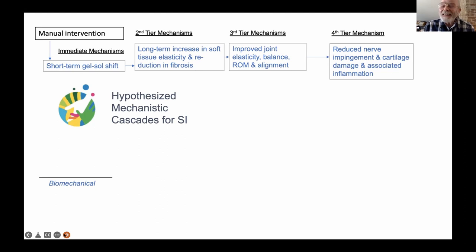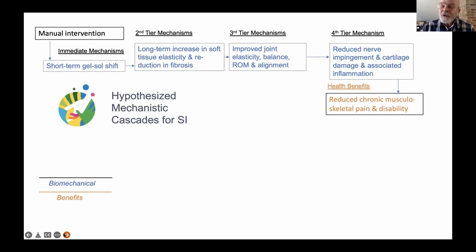Health benefit, reduced chronic musculoskeletal pain and disability. The World Health Organization every 5 years publishes a census of the global burden of disability. By each country, they rank the economic cost of disabilities. Musculoskeletal pain and disability is always in the top three. It's a major thing. It's not well treated. If we can prove some of these mechanistic links, we can't possibly satisfy the demand that would arise for our services.